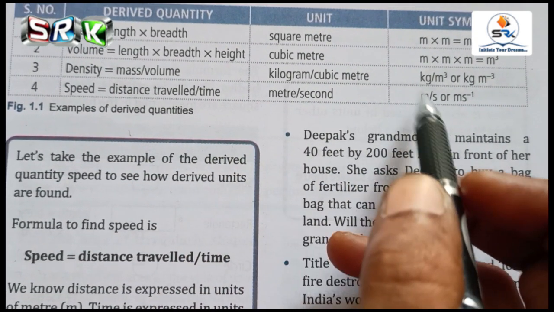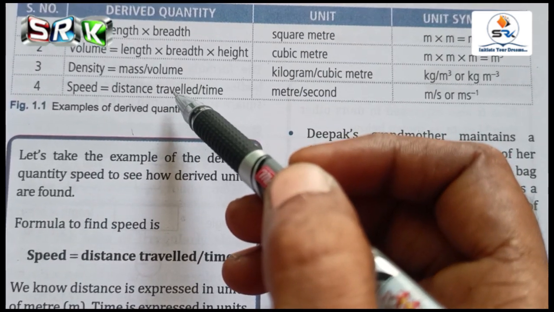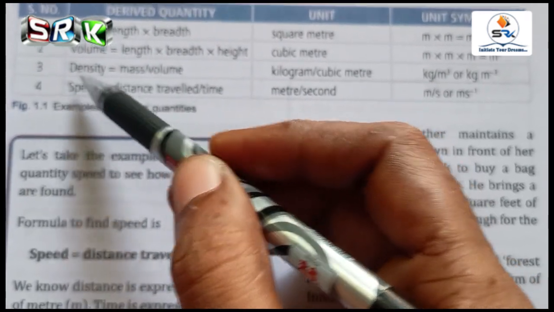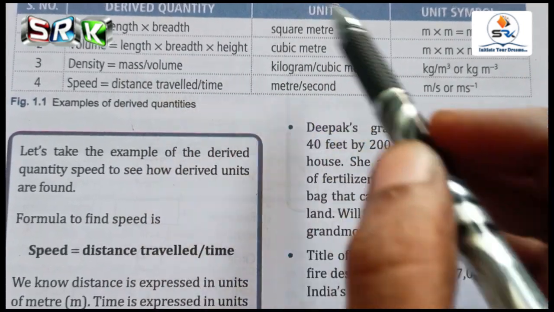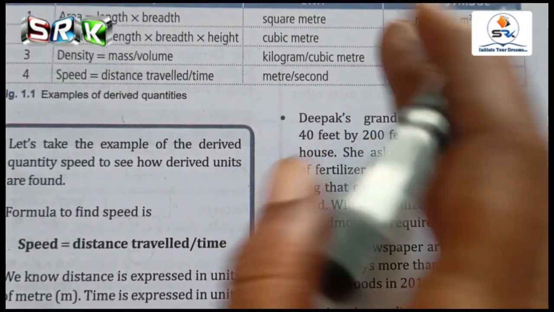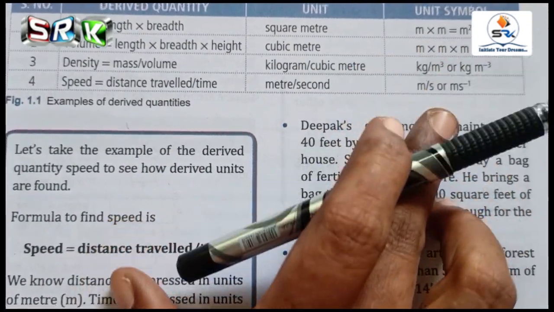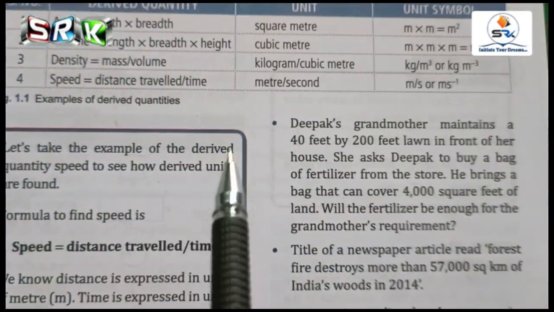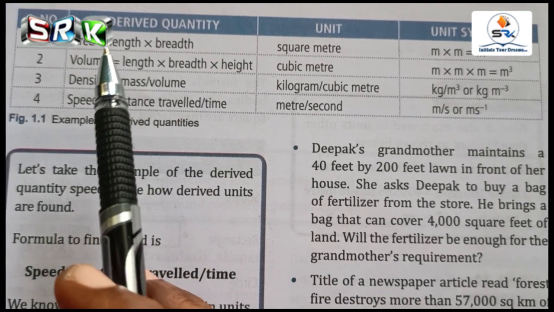Can you understand this one? So what are all the examples we have seen? Area, volume, density and speed. You have to memorize these formulas along with their units. Also the unit symbols you have to memorize. So don't forget. This will be useful in your higher classes.